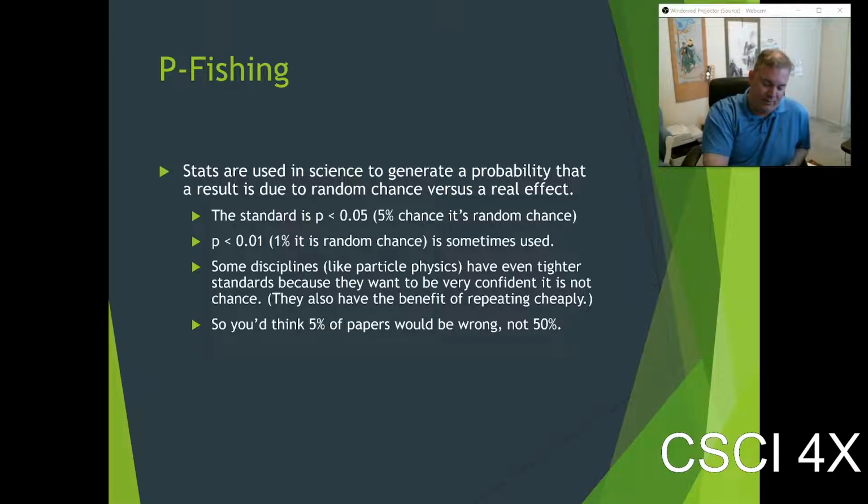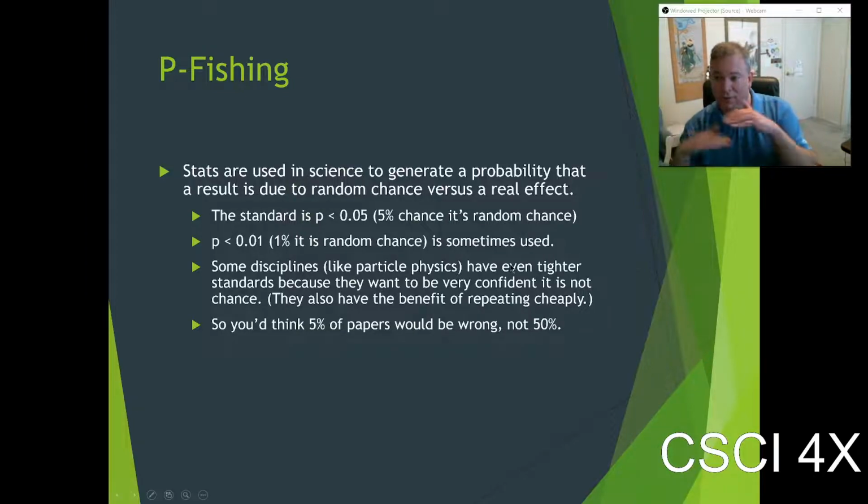So another big issue is that if there's a 5% chance that the results in a paper are due to chance, if you just run a lot of experiments, you're going to get some interesting results that are just completely due to chance. Does that make sense? That's usually the threshold for science: there's less than a 5% chance that the results of the study are due to chance. So you feed people gumdrops and see if they grow taller.